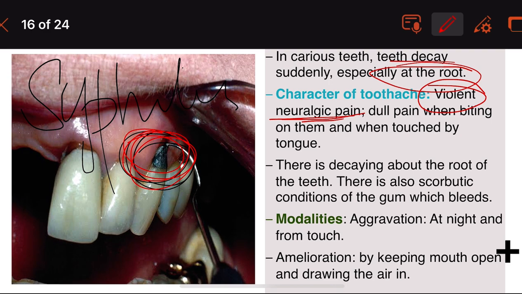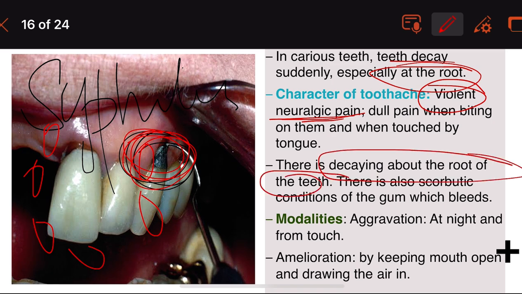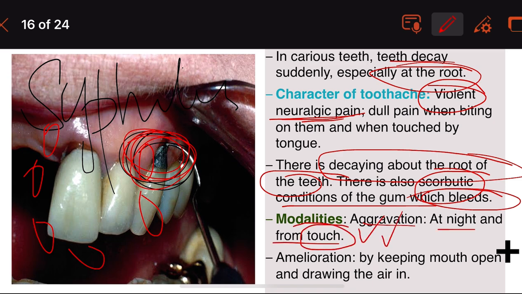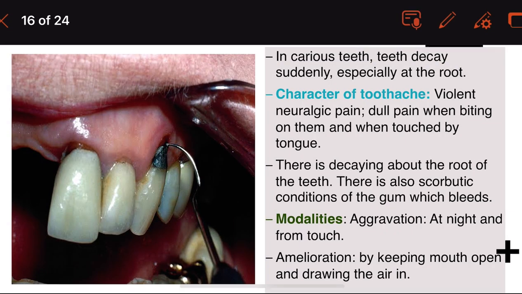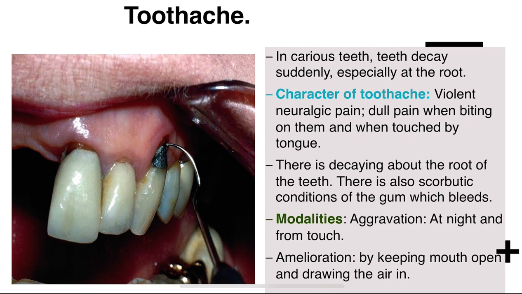There is scorbutic condition of the gums which bleeds. There is decaying about the root of the tooth. Aggravation at night and from touch. Just the touch by the tongue also aggravates the complaint. Amelioration when the patient keeps the mouth open or drawing the air in, and in open air.